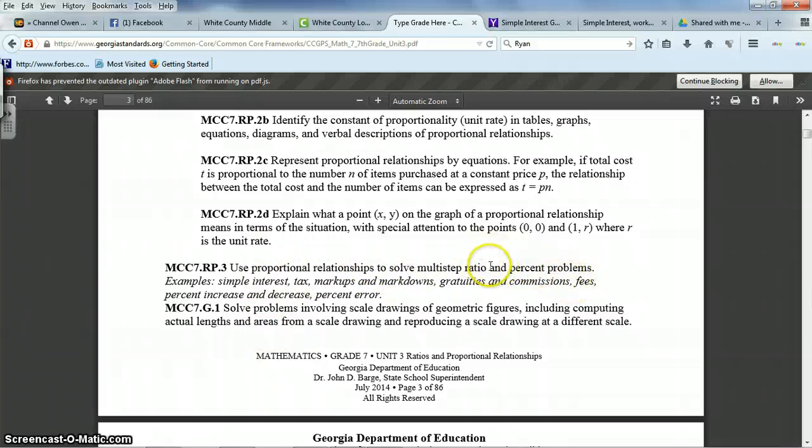We didn't really do that before the break. We were supposed to, we ran out of time. So this is sort of what we're doing. And basically this is just using percents, and we're going to be talking about them in ratio form a lot. But this one gives some examples.